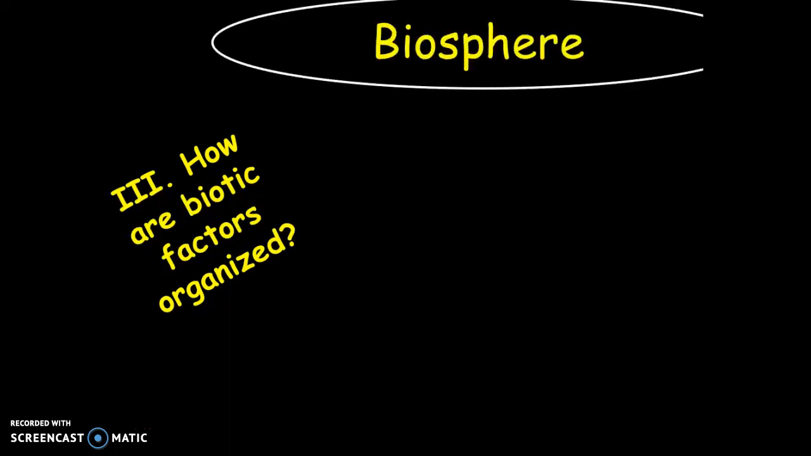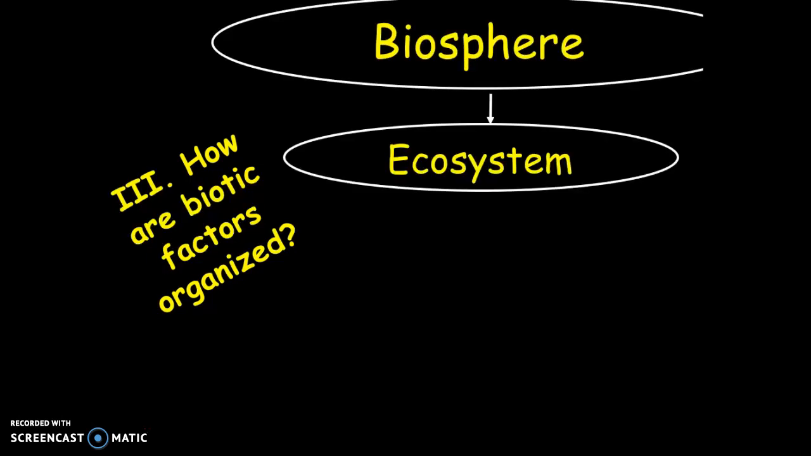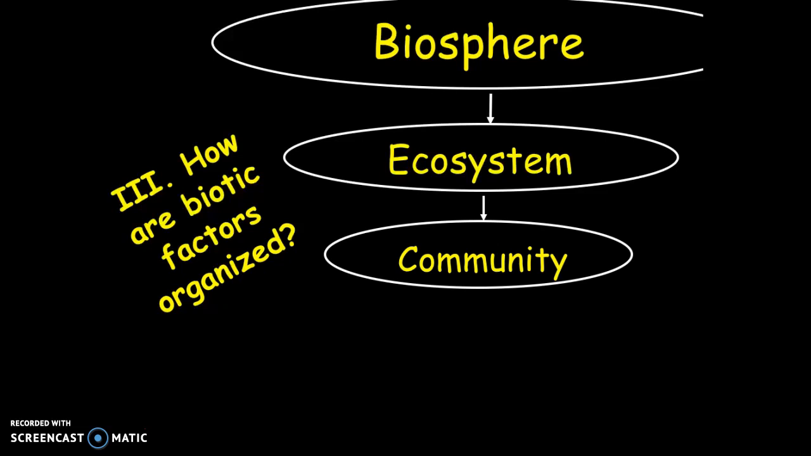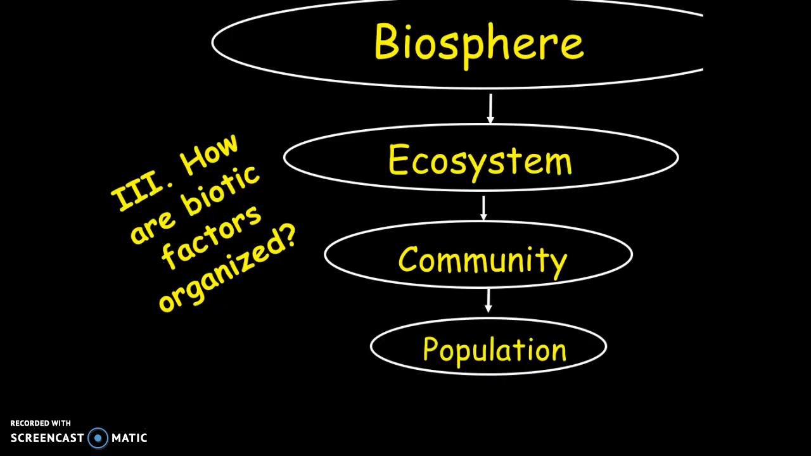So we also have a hierarchy of organization when it comes to the levels of ecology. Starting out from largest to smallest, we have the biosphere, ecosystem, community, population, and organism.